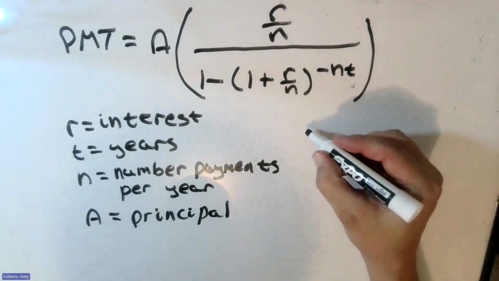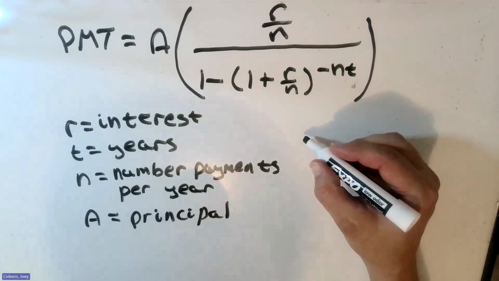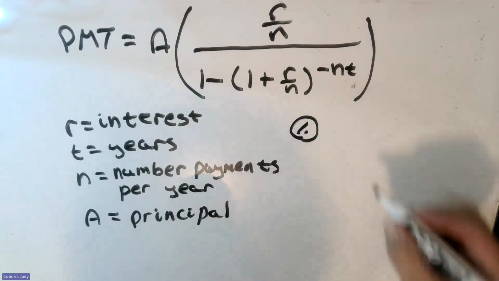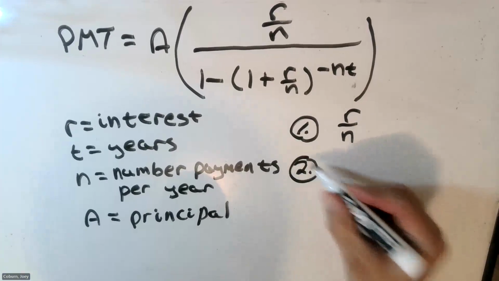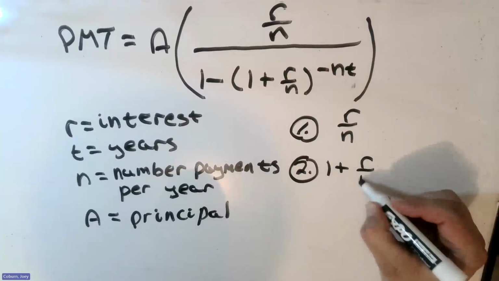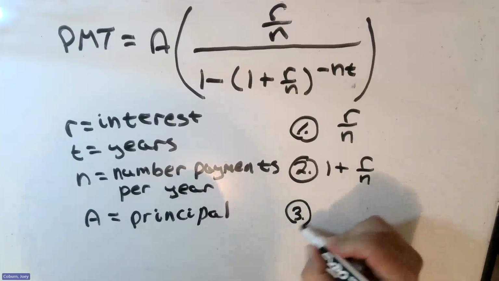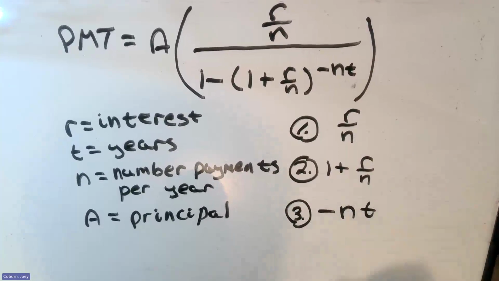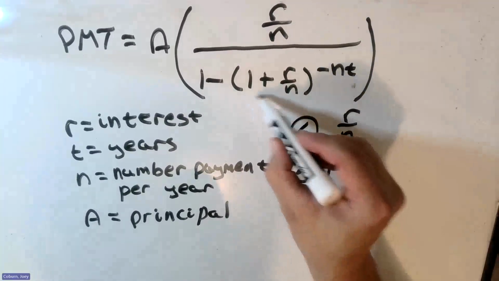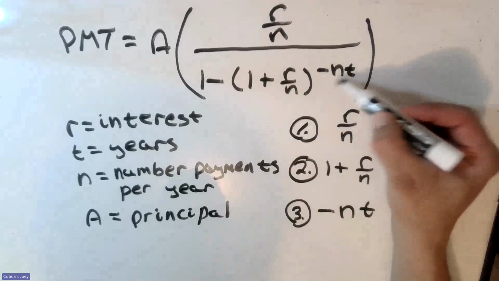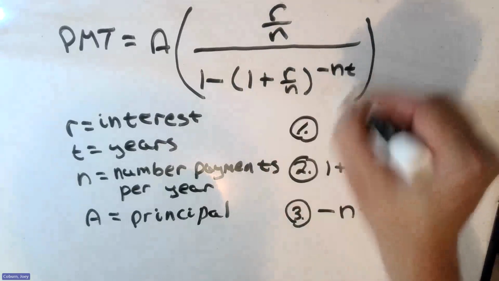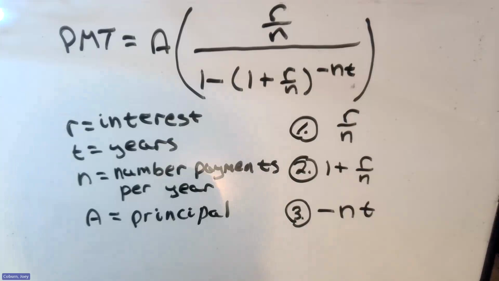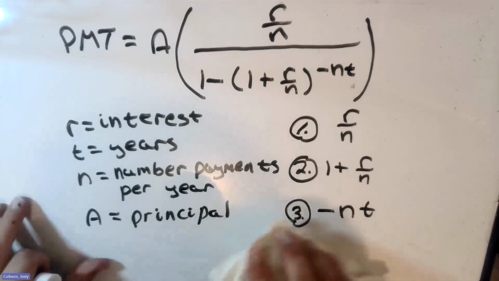Now the trick here is we're going to do the following. We're going to calculate three numbers first. R over N, 1 plus R over N, and then finally negative NT. So here's R over N, here's 1 plus R over N. This exponent's negative NT. We're going to turn this into a number, get the number for this, get the number for this, then dive into this formula as it is. And hopefully this will make things a little easier. Well, hopefully.